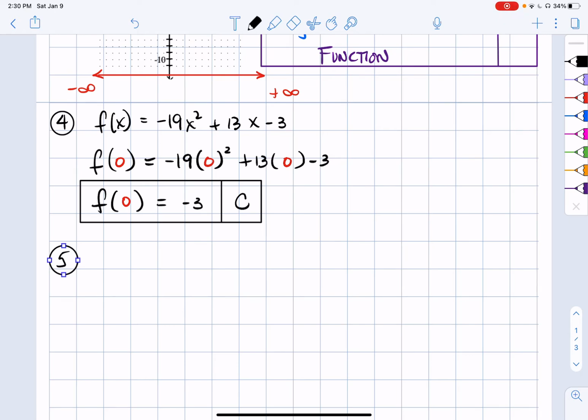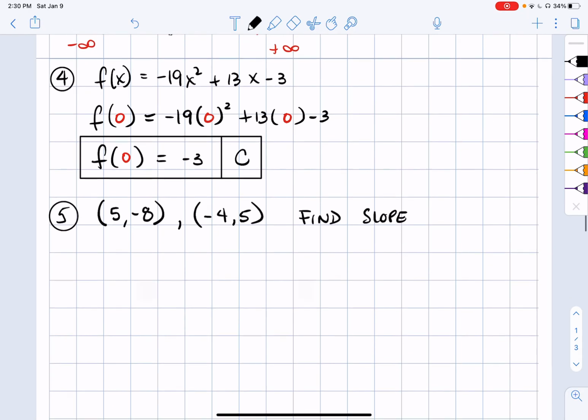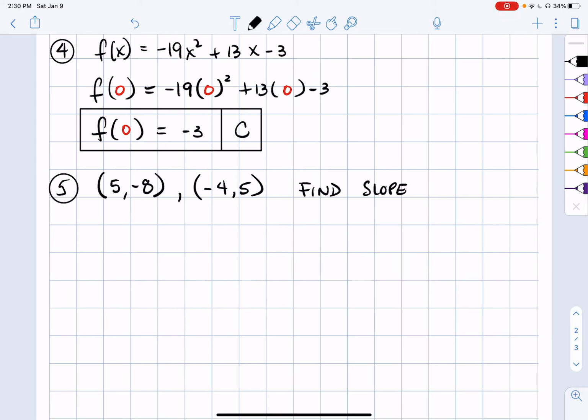All right. So what does 5 say? Number 5 wants you to find the slope of the line given 2 points. So it's going to give you 5, -8, and -4, 5. So it wants me to find slope. Okay, perfect. So slope, what I know as slope is m is equal to y2 minus y1 over x2 minus x1.